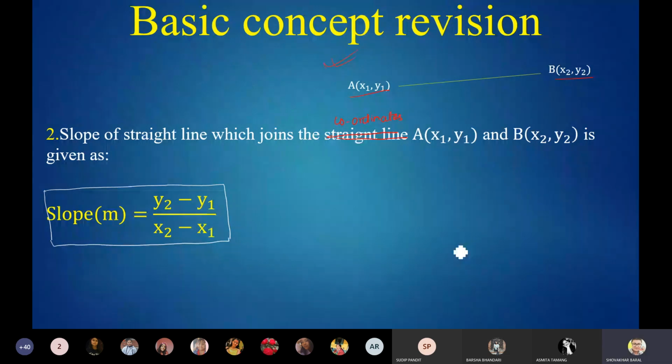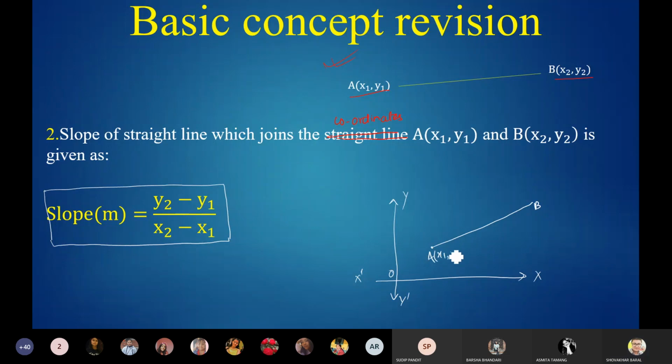There is a straight line, and that straight line joins two coordinates, suppose. Okay, suppose this is x prime and y prime, this is the x-axis and y-axis, and this one is the origin. Suppose there are two coordinates A (x1, y1) and B (x2, y2). So the slope of this line, slope means how much it is tilted. I'll illustrate the concept of slope later, using GeoGebra to show what slope actually is. Suppose you see a very steep ground, then it has more slope; the slope is very high.